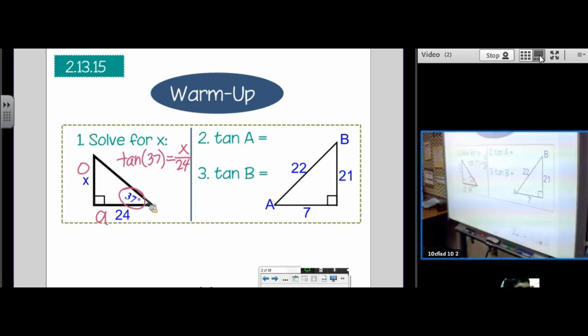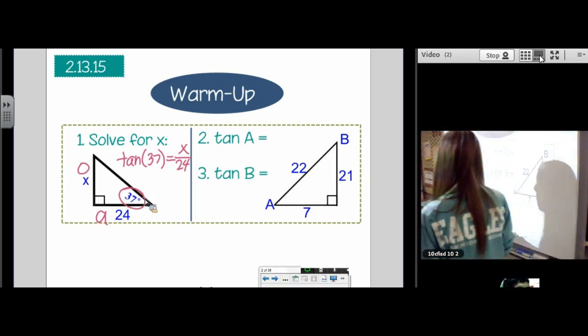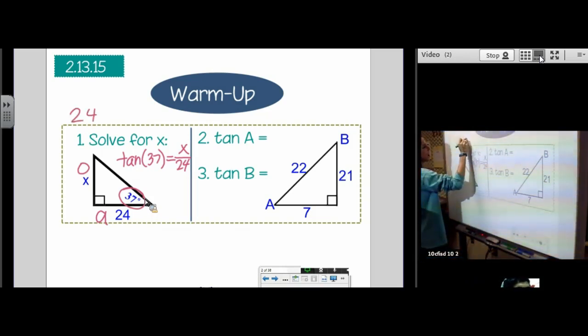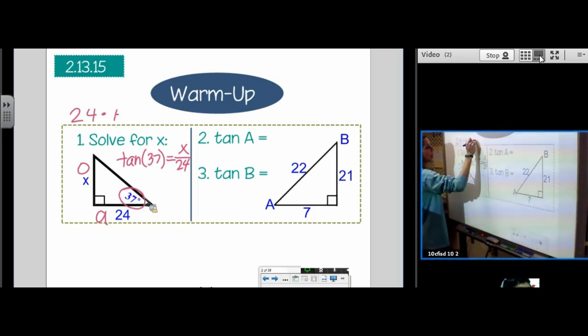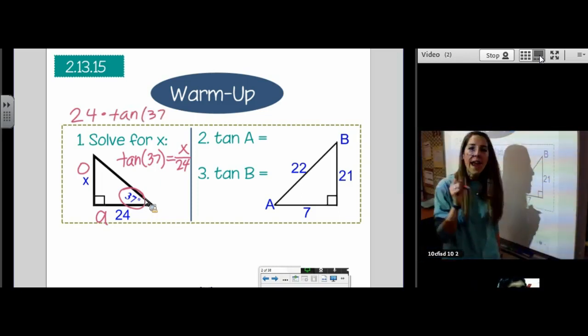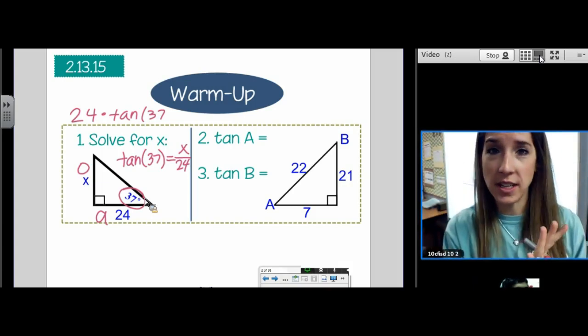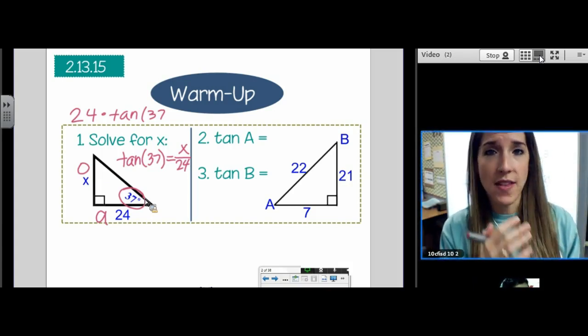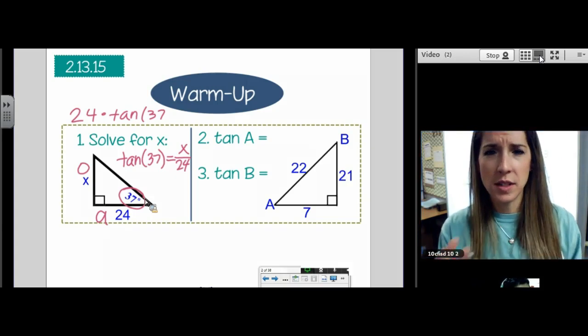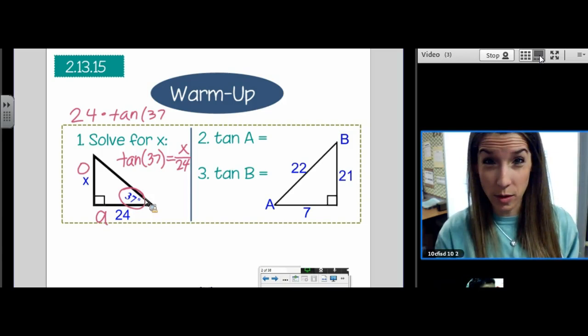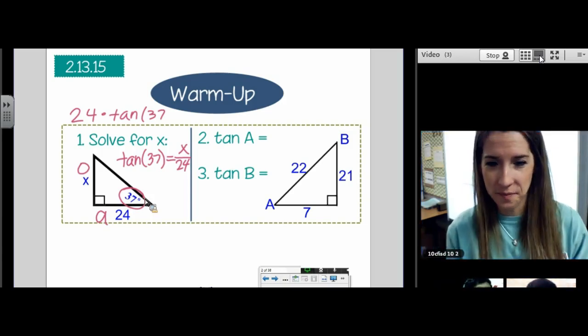X is in the numerator. When it's in the numerator, we multiply. Make sure you put your 24 first, please. And then make sure that you always keep your angle super glued to your trig function. Never separate the 37 and the tan. Never separate the angle and the trig function. Students like to take it out of the parentheses, but no, it stays there and it's super glued there with the strongest of super glue, okay?